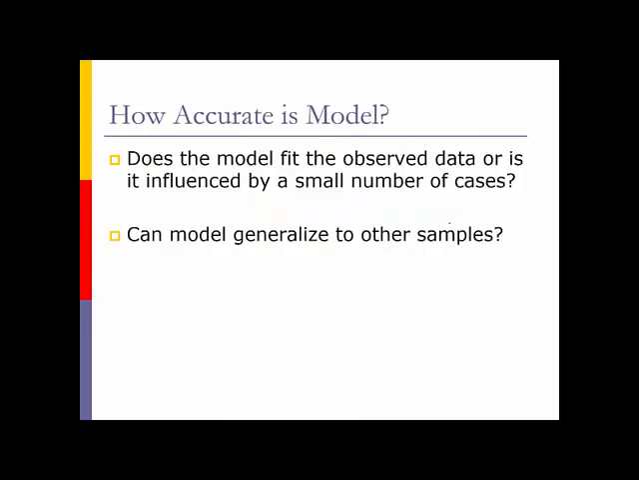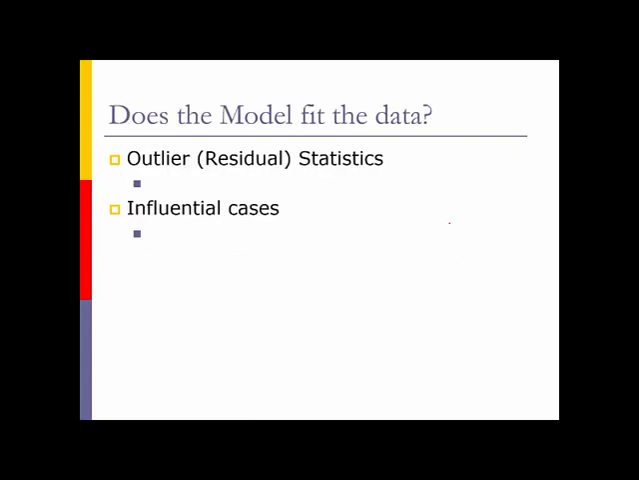The next question that comes into our regression model is, how accurate is our model? Does the model actually fit the observed data? Or do we have just a few cases that are influencing the entire model? We create regression models because we have a set of data and we want to generalize that to the population. Maybe we also want to generalize that to other samples. So these are the questions that we're going to try to answer in the next few minutes.